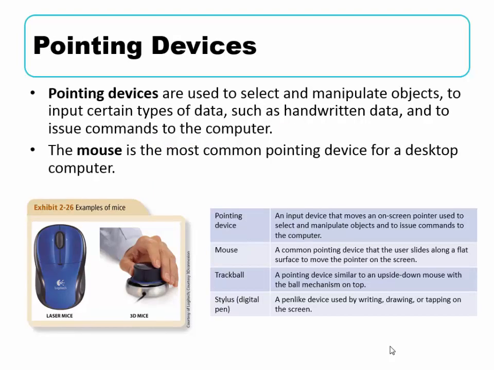Pointing devices are used to select and manipulate objects, to input certain types of data, such as handwritten data, and to issue commands to the computer. The mouse is the most common pointing device for a desktop computer.